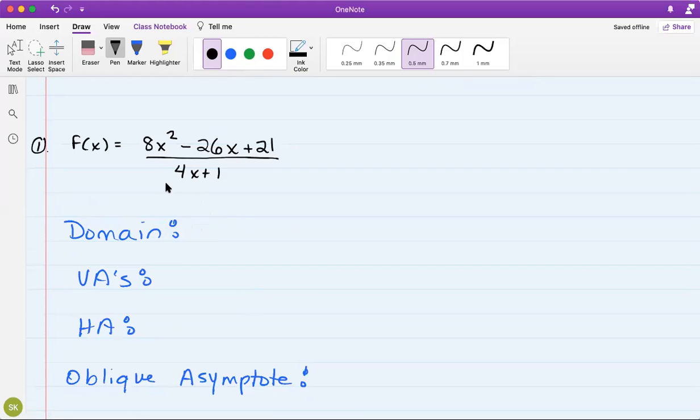Now remember, to find the domain, we just look at the bottom part of the fraction. And we ask ourselves what value for x, when we plug it in, makes this denominator 0. So if 4x plus 1 is 0, that tells us that 4x is negative 1, or x is negative 1/4. So when x is negative 1/4, we get 0 in the denominator. So the domain is all values except negative 1/4.